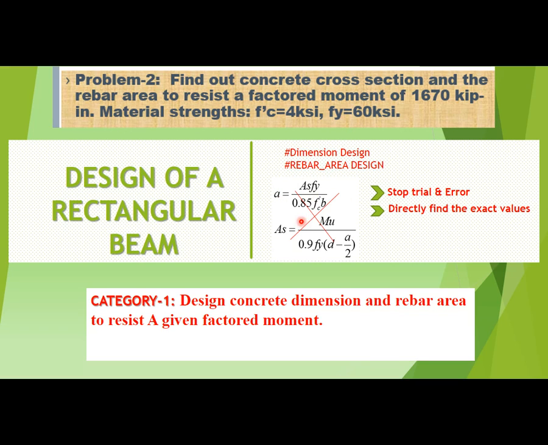We have to give several trials. At first we have to assume the value of a, then put it in the expression of As, then we get a value of As, then again we put it in the expression of a. By giving several trials, by trial and error, we find out the exact value. That's a tedious and time consuming process. So stop trial and error and save your time.